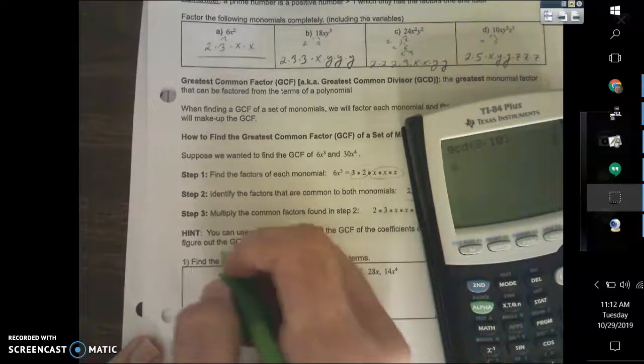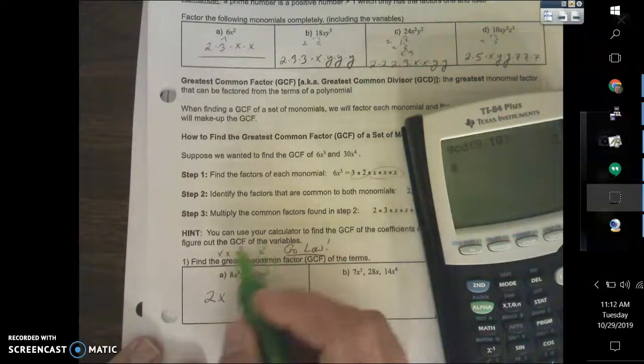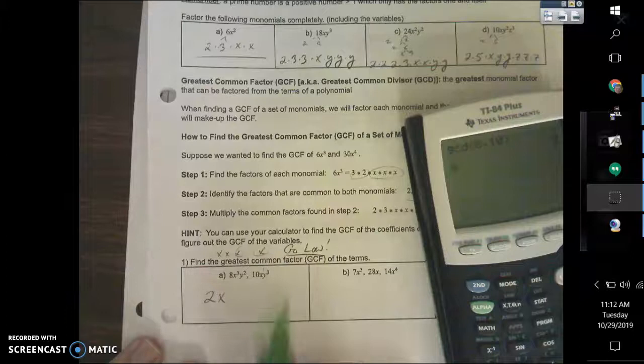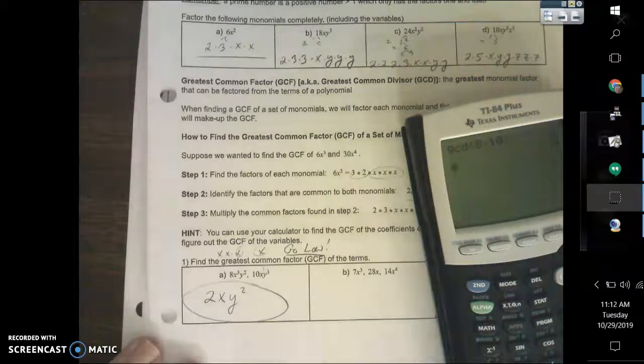Because think about what we did up there. You went x times x times x, and you went x. What's common? Well, the 1 x is common in both of them. Between y squared and y to the third, which one's lower? Well, that would be y squared. Done. Nice and easy.